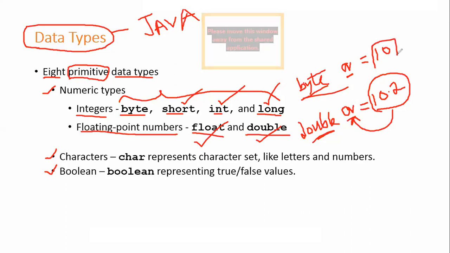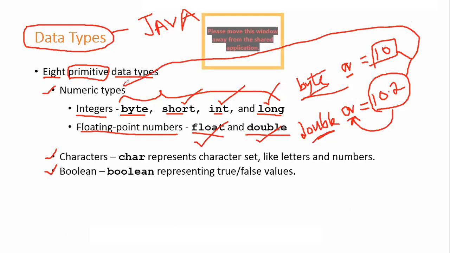So in general, we call this 10 and 10.2 numeric types. But to be more specific, we call this 10 an integer, and to be more specific, we call this 10.2 a floating point number. And that's what it is.